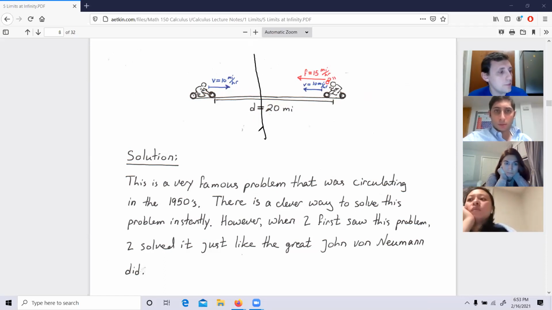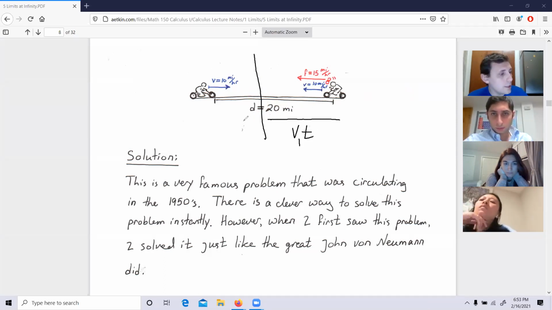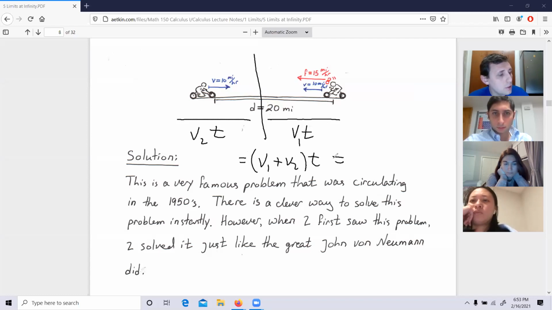So I did not observe symmetry. So how much distance was traveled by this guy? It was his velocity, let's call it V1, times the duration of time it took him to cover this. Now this one traveled at the same time, velocity V2 times the same duration of time, which means we have V1 plus V2, I just factor out the t, equals the initial distance.